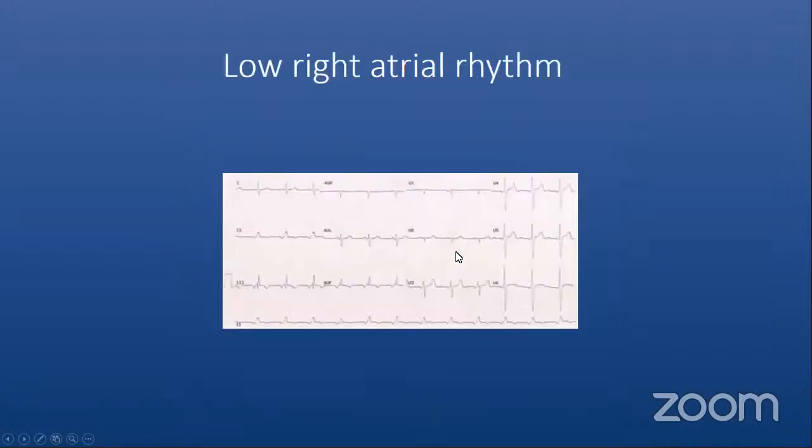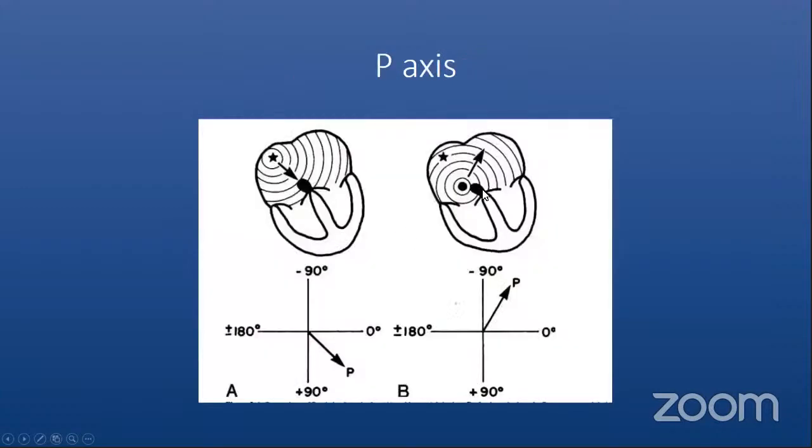So this is the same ECG which I've shown you before. Basically, it's telling you about the low right atrial rhythm. It's positive in lead 1 and negative in AVF. So it's the low right atrial rhythm in that quadrant.